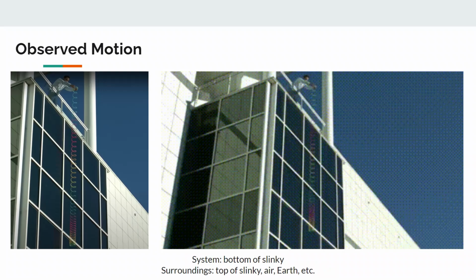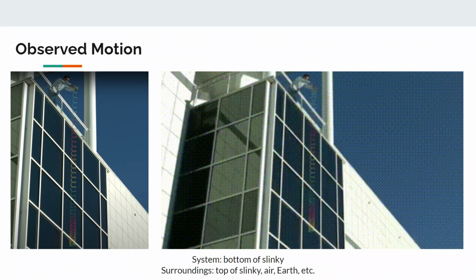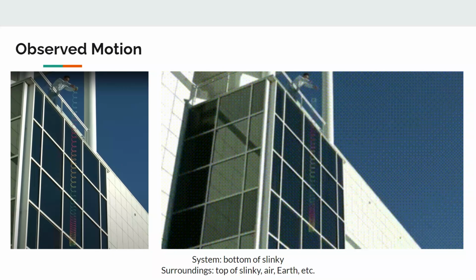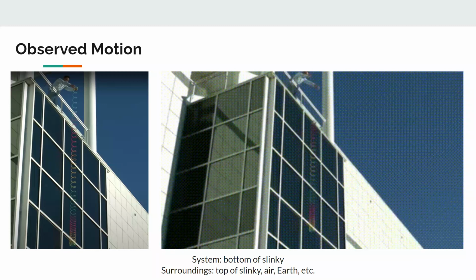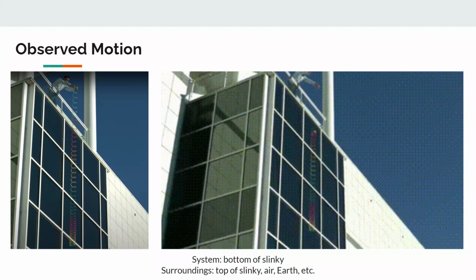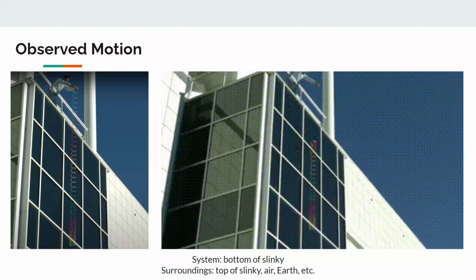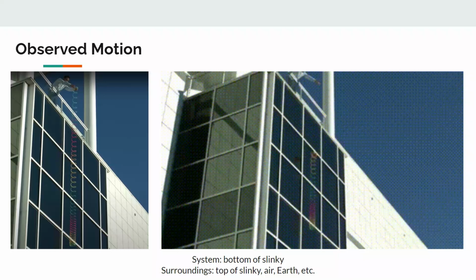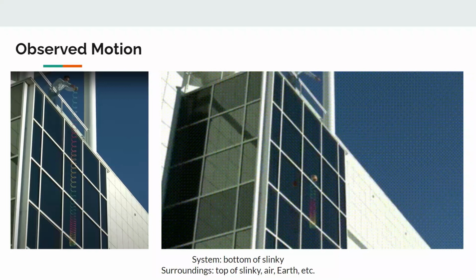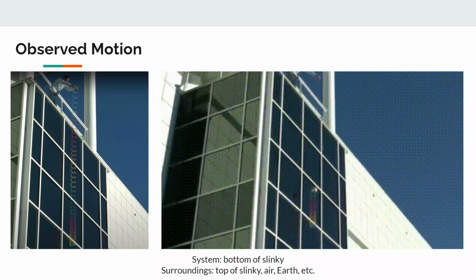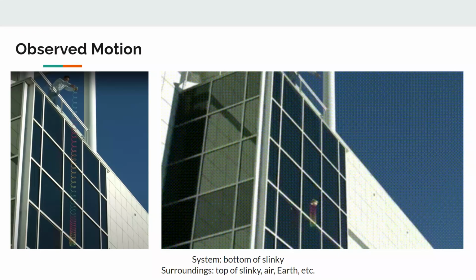So this is what the data looks like. On the left, we have the slinky stretched out before it is dropped, and in the very terrible GIF on the right. The system for this experiment is the bottom of the slinky, not the top, not the whole thing, but the bottom. Meaning that the surroundings are the rest of the slinky, the air, the earth, everything else.